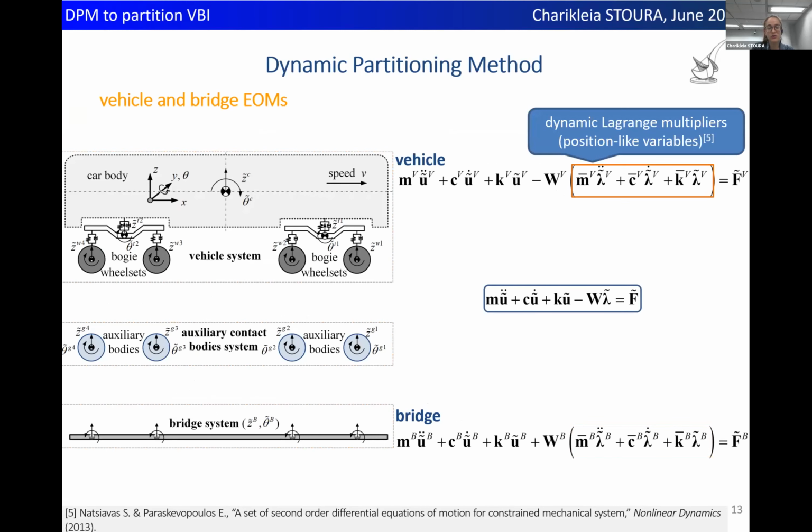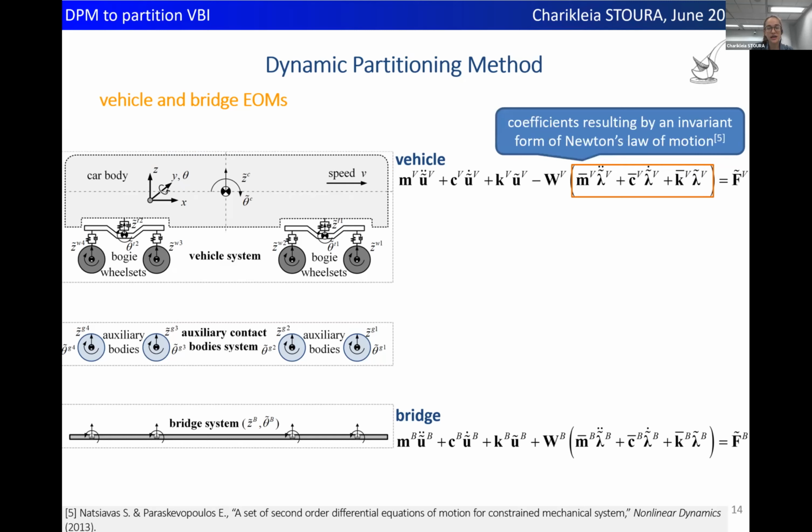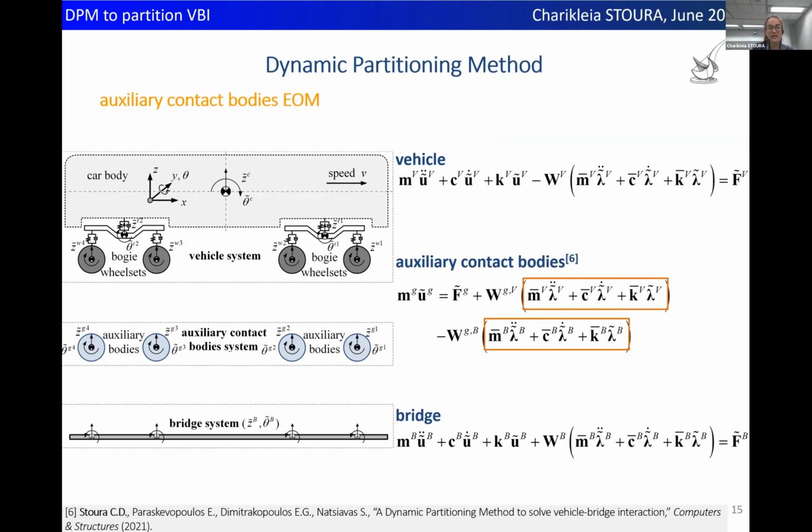The main difference compared to the classic Lagrange multipliers, as I also said in the introduction, is that we have dynamic Lagrange multipliers instead of merely static Lagrange multipliers. Then the coefficients of the dynamic Lagrange multipliers are described analytically in the cited study of Natsiavas and Paraskevopoulos. Another difference compared to classic Lagrange multipliers is that in this case we also have the equation of motion of the auxiliary contact bodies. This equation of motion includes the Lagrange multipliers of both vehicle and bridge and ensures the compatibility between the two subsystems.